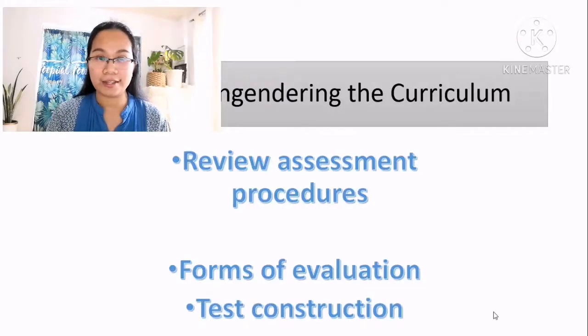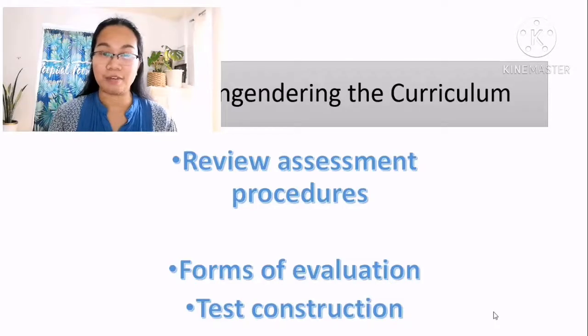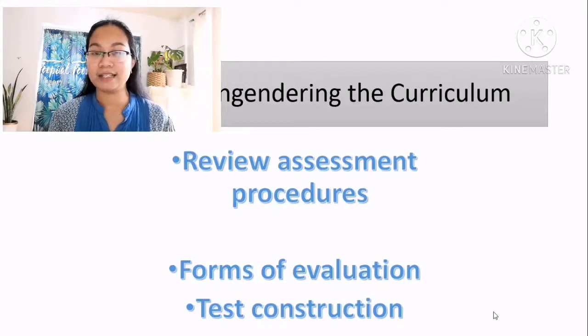So, here are the other guidelines for engendering the curriculum. We can look into the assessment procedures and the forms of evaluation and also the test construction. Now, do you know also that female students perform better in essay type of questions or essay type of exams than male, and male perform better in multiple choice type of exams? We have to use varied types of questions so that we give equal opportunities to our male and female students so that they will be performing well.